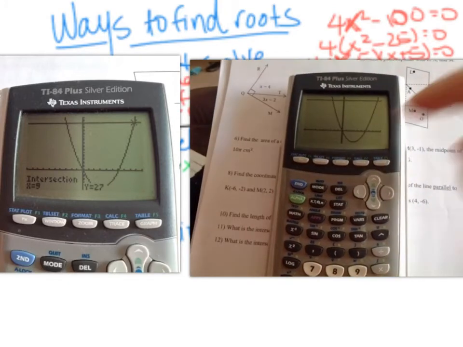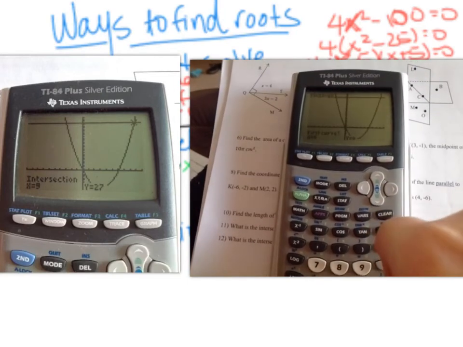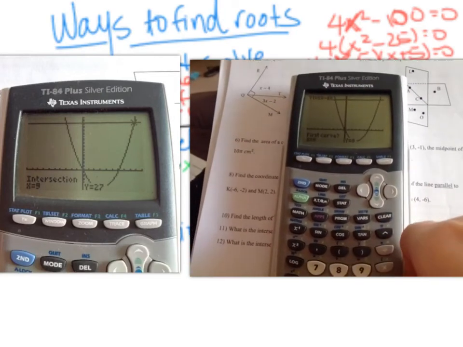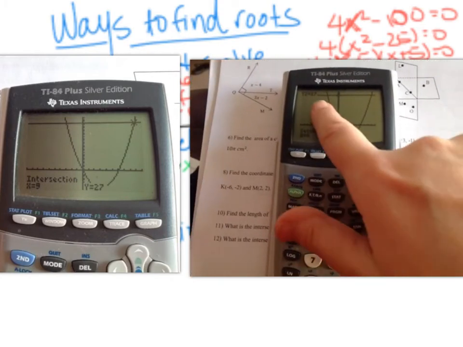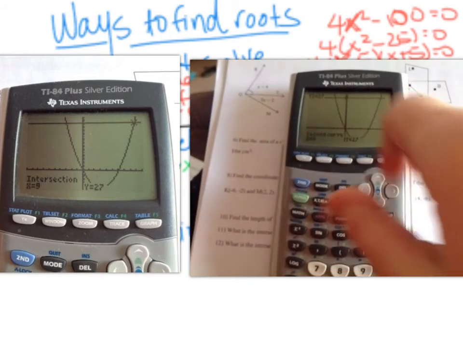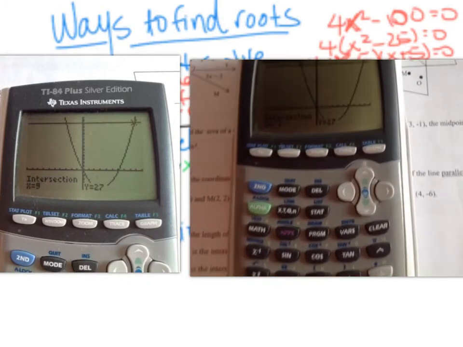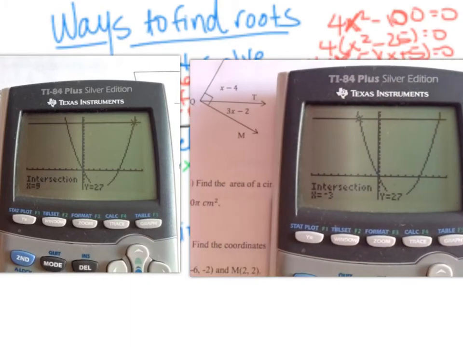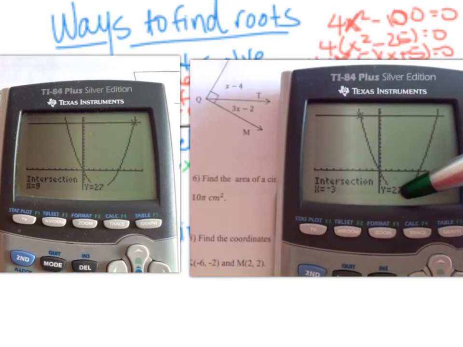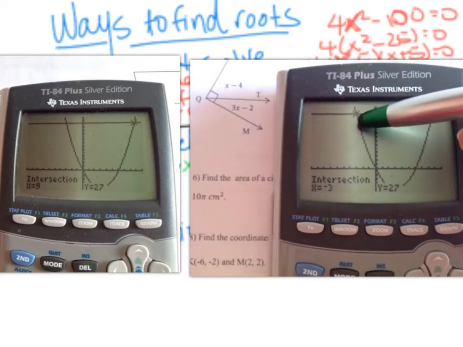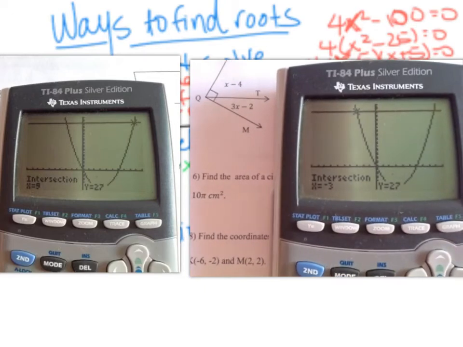There, now both the graphs show up, so I'm going to go back to second calculate, intersect. It says first curve, hit enter because that is the first curve we want. Second curve, yes, that is the second curve. Guess, for the first go around it doesn't really matter. And then you can see it shows the intersection as x equals -3 and y equals 27 at this point where those two parts intersect. So x equals -3 is one of my solutions.